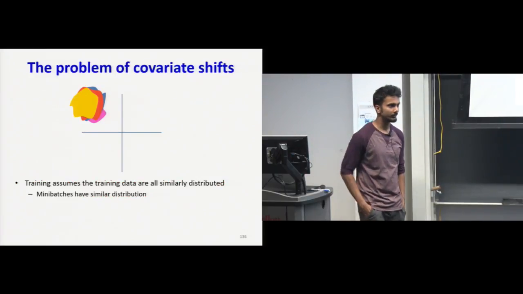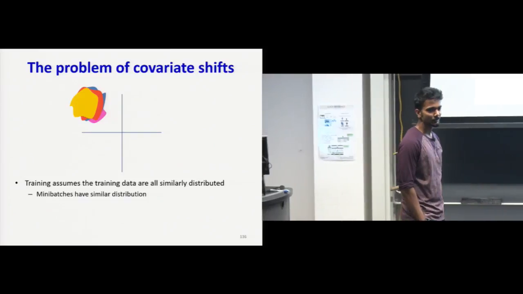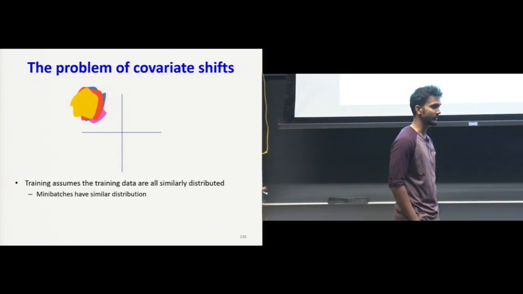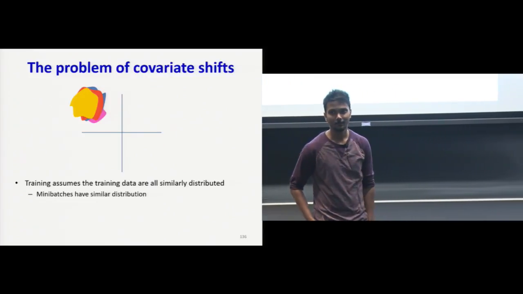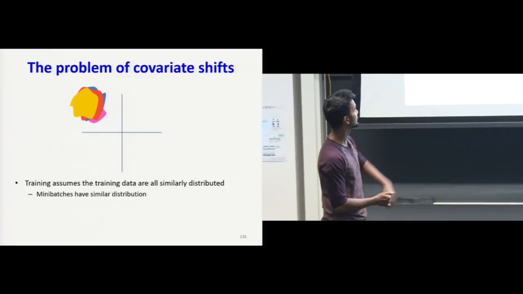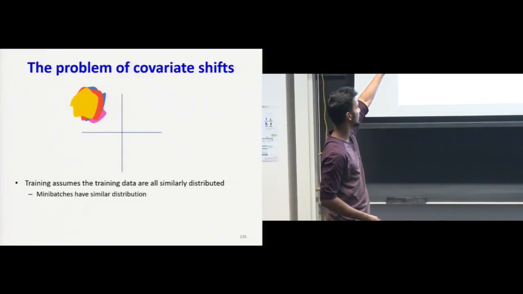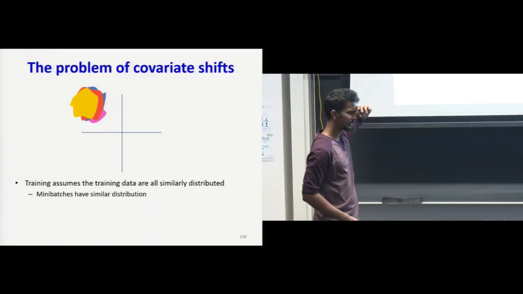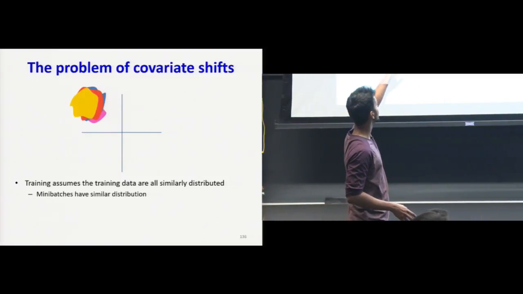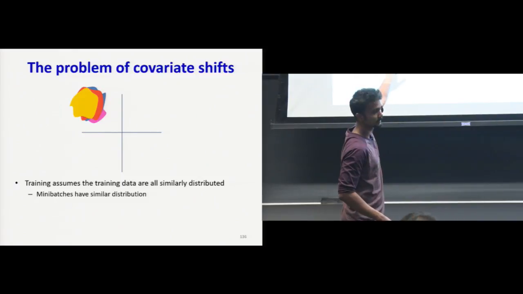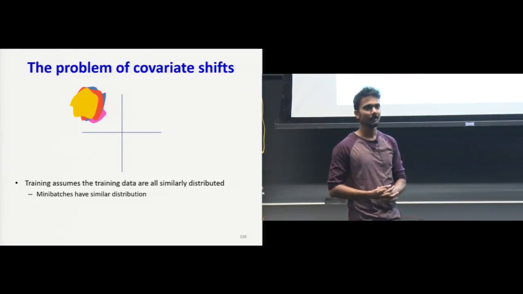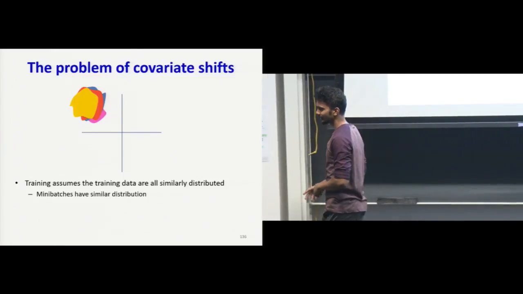So everyone has implemented batch norms, right? While implementing, have you ever thought about visualizing what effects batch norm is having on your data? So let's look at mini batch updates. We are assuming that the mini batches have a very similar distribution. Assume each of these colored blobs is a mini batch. But usually that is not the case.